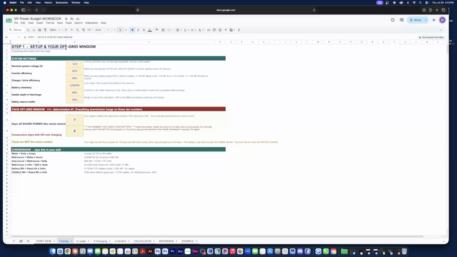So I just put in 7 days. I'm going to be gone. I want to be gone for 7 days without the ability to plug in. And during that 7 days, the number that sizes your battery here is consecutive days with no real charging. And I'm going to say 0 because I'm going to have solar.